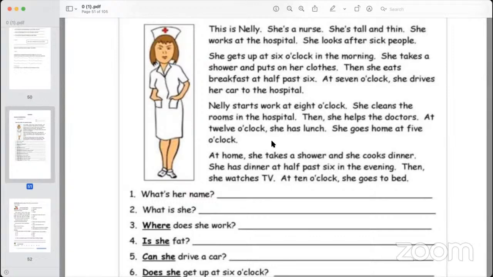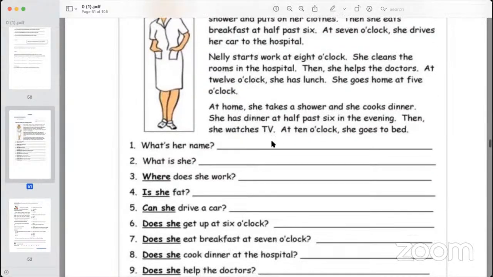She cleans the rooms in the hospital. Then she helps the doctors. At 12 o'clock, she has her lunch. She goes home at 5 o'clock, so that is the time she finishes her work. At home, she takes a shower and she cooks dinner. She has dinner at 6:30 in the evening. Then she watches TV. At 10 o'clock, she goes to bed. So it's basically a daily routine of this nurse, Nelly's daily routine. They've spoken about it here.